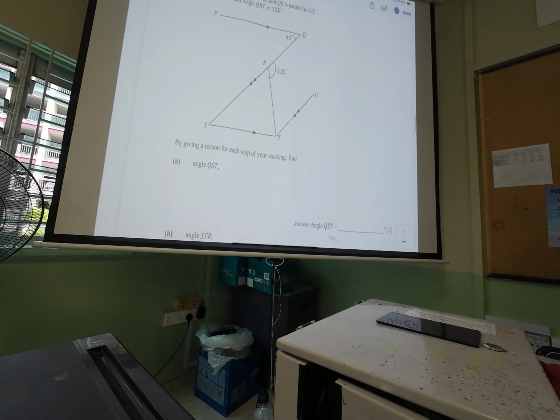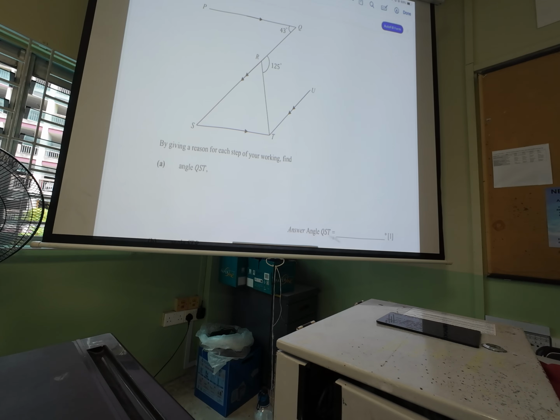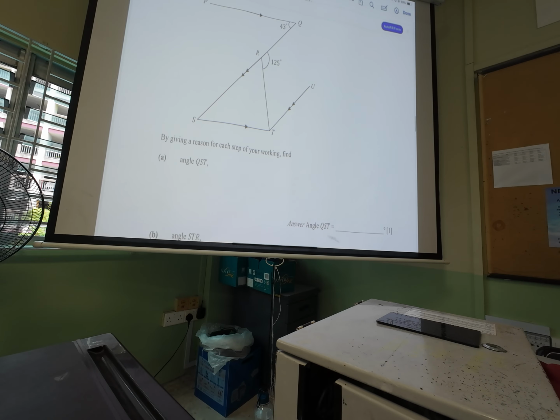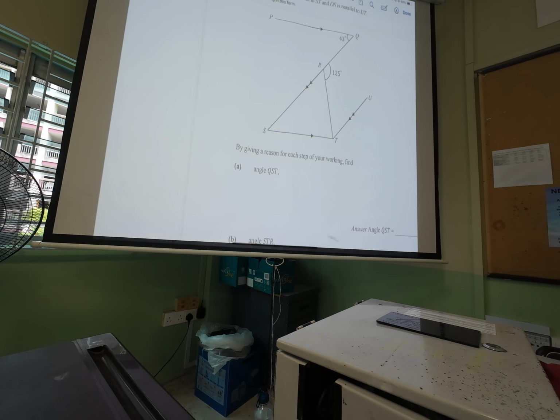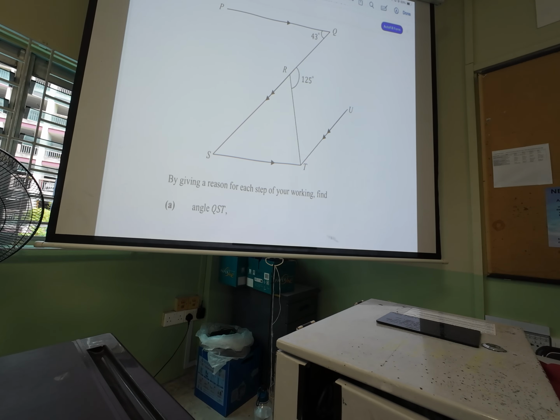Okay, angle question. Some do well, some don't do well. Maybe we didn't spend enough time on angles yet. Okay. So you are given this diagram.